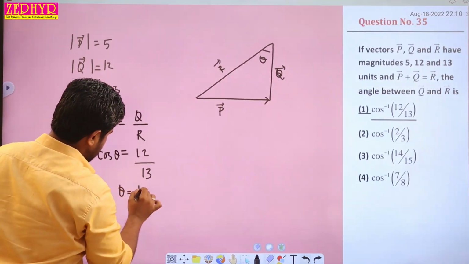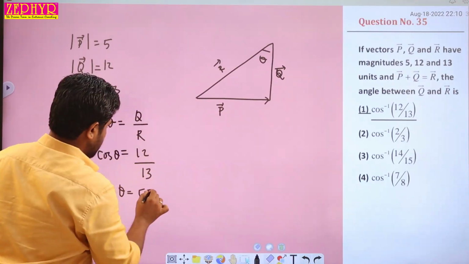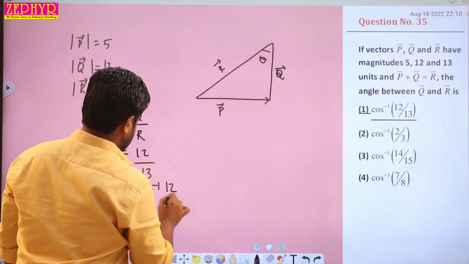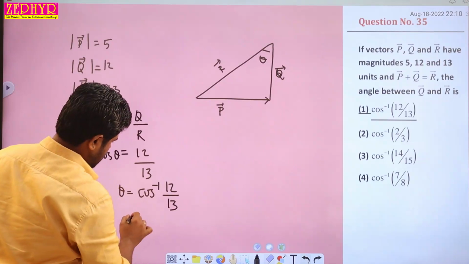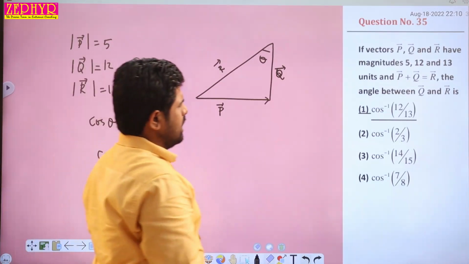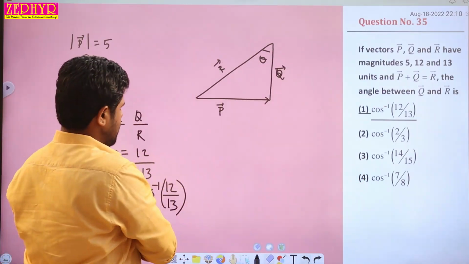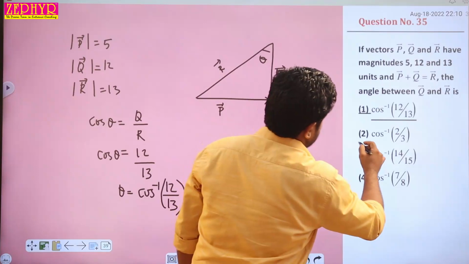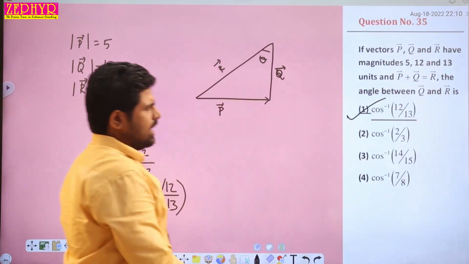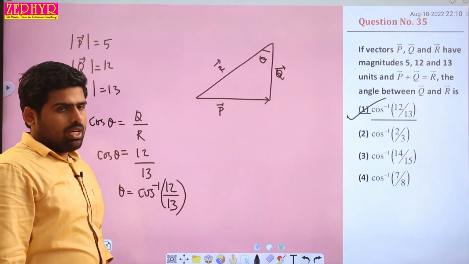So theta is equal to cos inverse of 12 divided by 13. So here the angle between them is equal to cos inverse of 12 divided by 13. Now this one is the right answer, option number 1, cos inverse of 12 divided by 13.